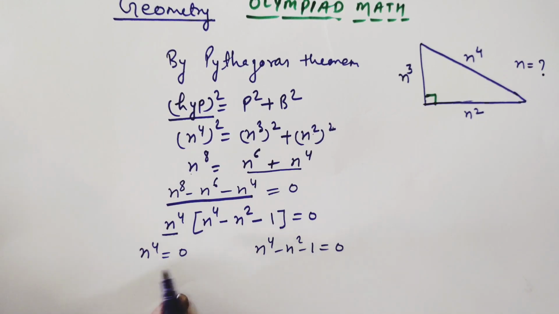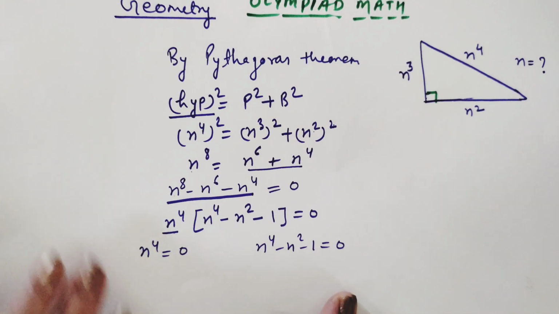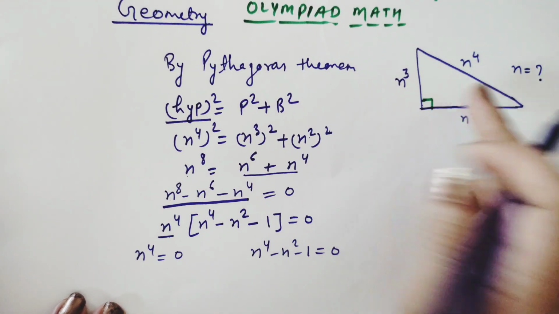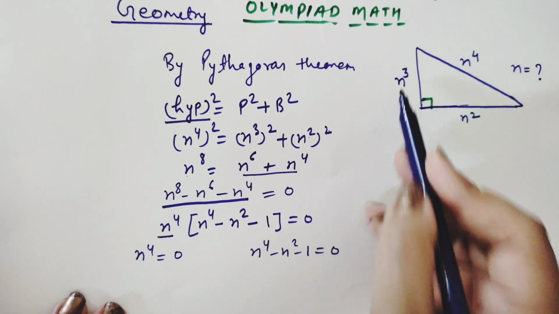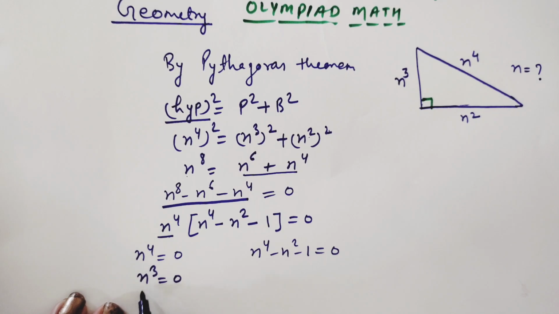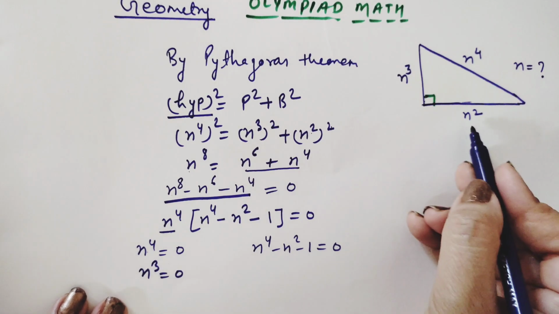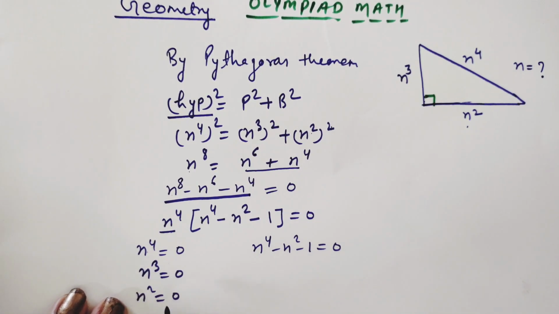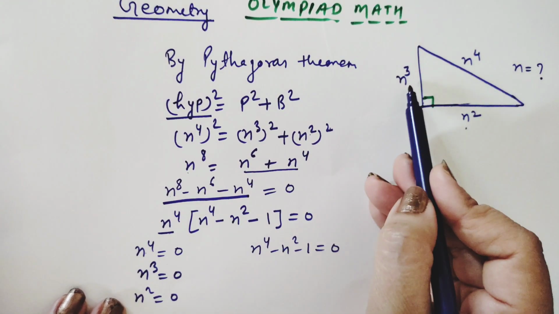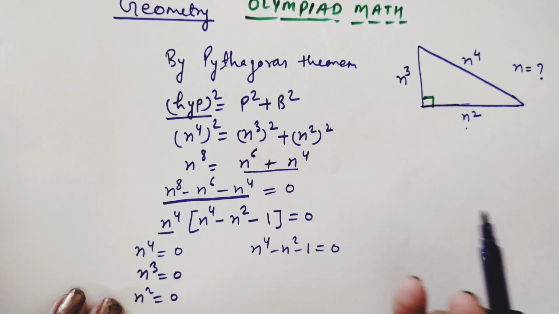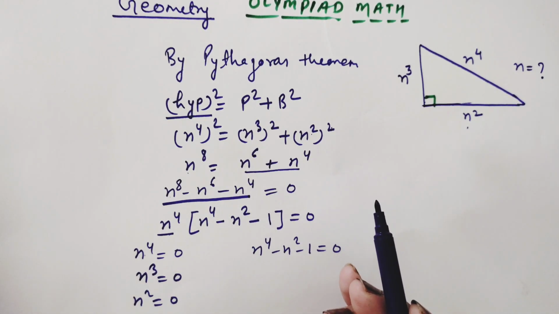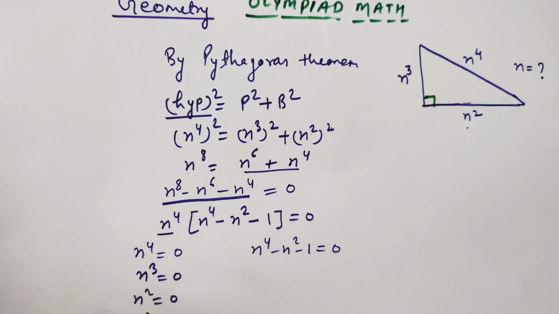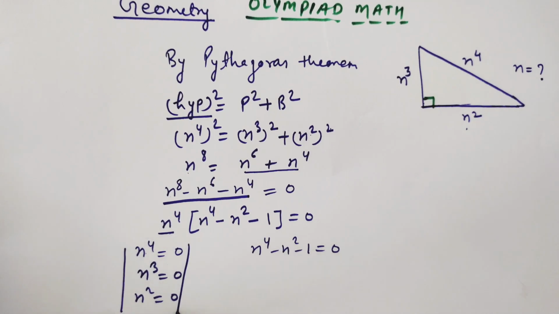One by one, we will write n raised to the power 4 equals 0. If n⁴ is 0, it means n³ is also 0, and n² is also 0. It means the hypotenuse, perpendicular and base are all 0. It is not possible in any triangle for a side to be 0. If the side is 0, how can a triangle be formed? So this case is rejected.